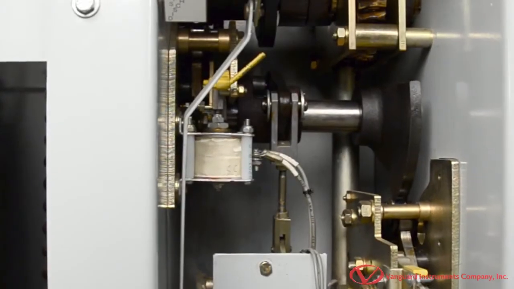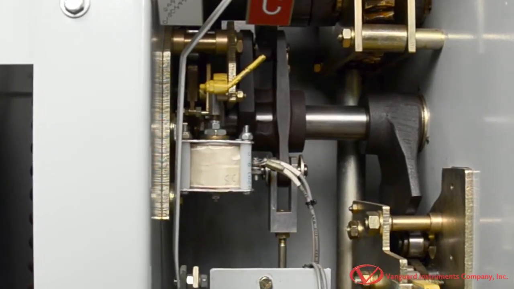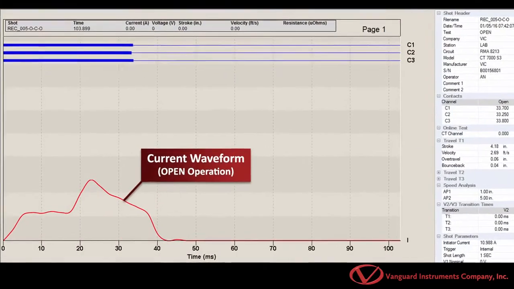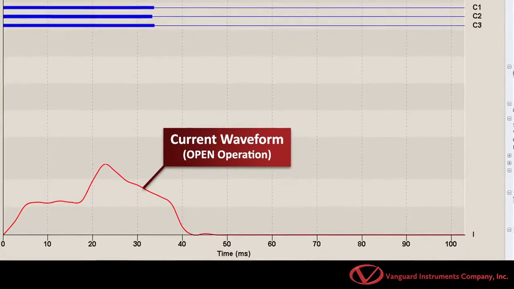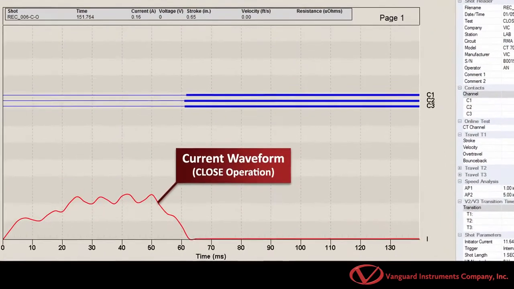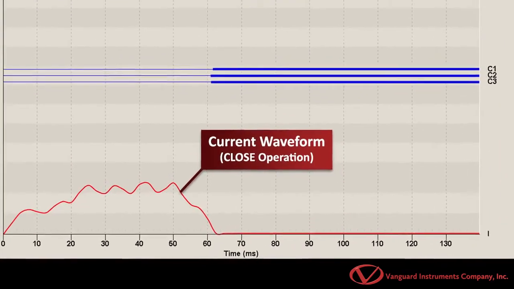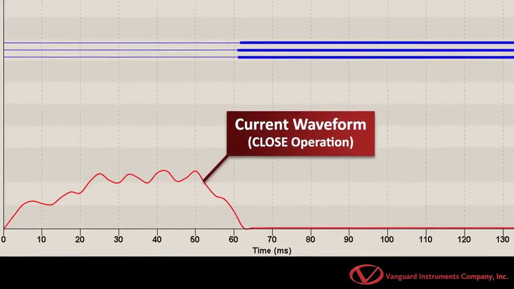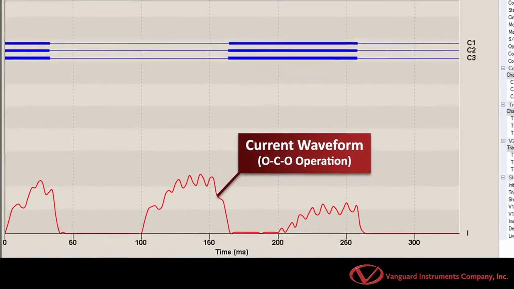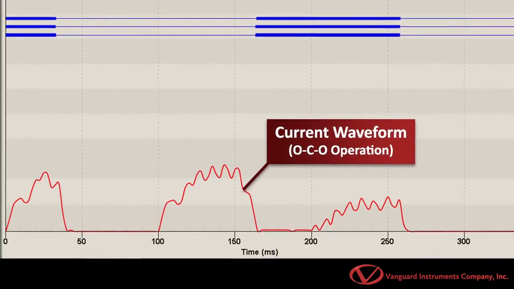A breaker's control circuit can also be tested by measuring the trip and close coil current and the minimum pickup voltage. The measured values are then compared with the manufacturer's specifications to ensure optimal performance. The operating coil's current waveform provides insight into the mechanical and electrical condition of the operating coils. Any significant changes from the benchmark test signature should be further investigated.